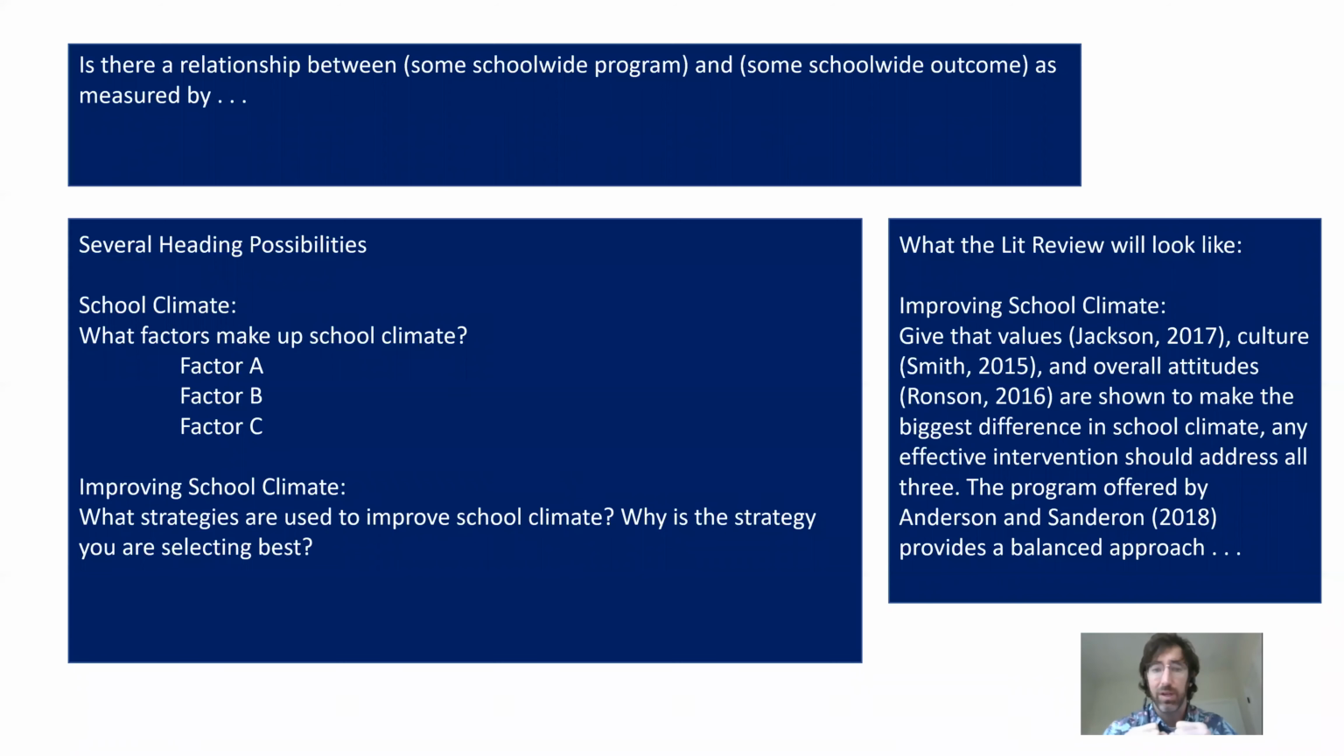That's your specific intervention, but it's all these elements that go into this broader idea. And then, again, what strategies have other people used? Does research show that have worked to improve school climate, and then tying that all together for why the one you're picking is best. So look on the right here. This should say, given that values, culture, and overall attitudes are shown to make the biggest difference in school climate, any effective intervention should address all 3.